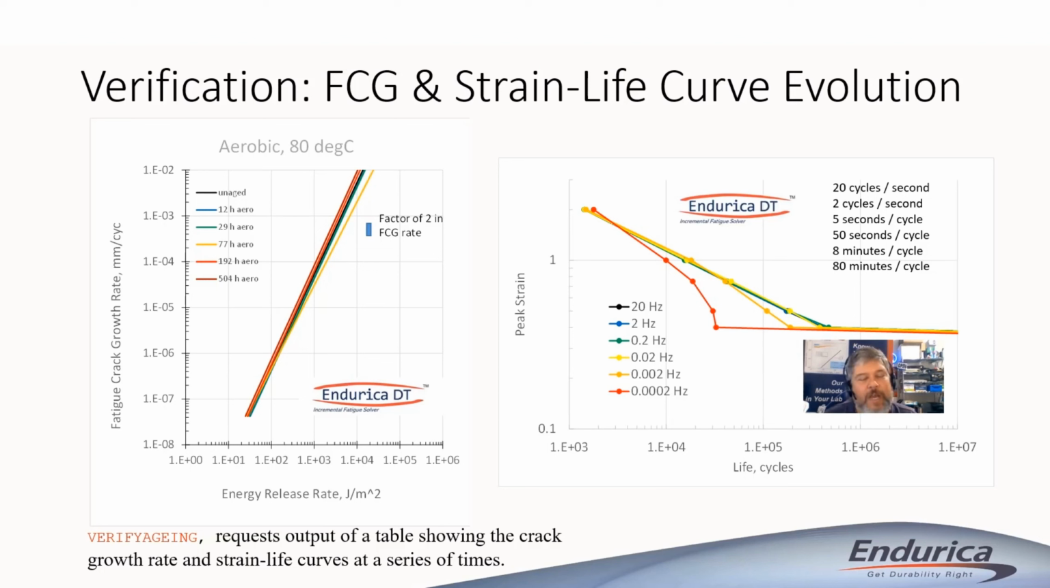The black curve is the unaged crack growth rate curve, and then as you go from cooler colors to warmer colors, you're seeing the crack growth rate curve that corresponds to that particular aging time. Now, on these log-log scales, the changes to the crack growth curve seem very modest, but if you look at the size scale bar, you can see that the blue size scale bar is about a factor of 2. So the crack growth rate does go up or down, a factor of 2 or 3 over the aging life of this particular material.